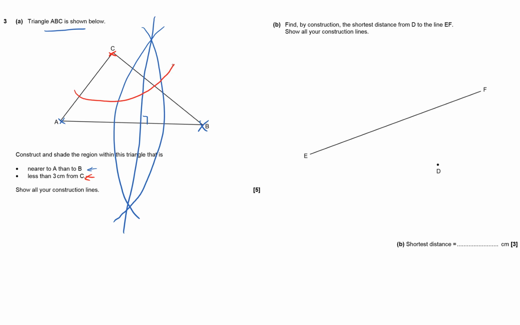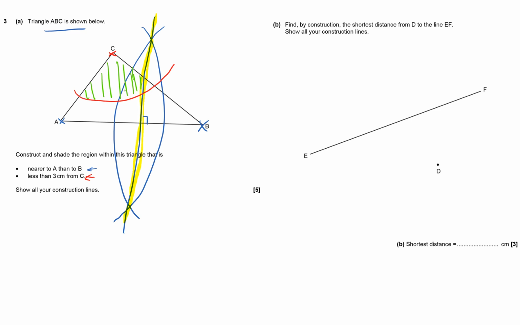And now I want it to be nearer to A than B, so I want it on the left hand side of this highlighted line. The left hand side of that's over here, and I need it to be inside the red circle, and so it is this area here. And I don't want to go at all into this bit on the other side of the line because that's nearer to B than it is to A.